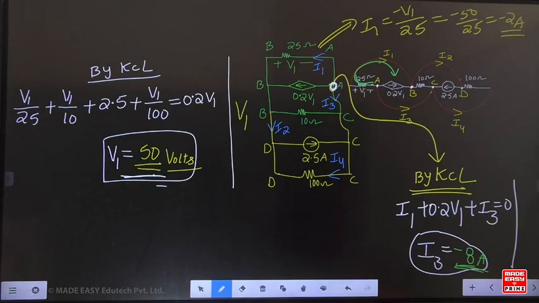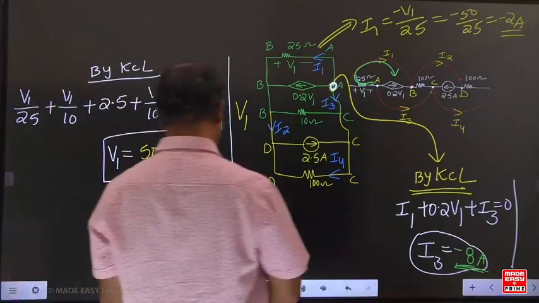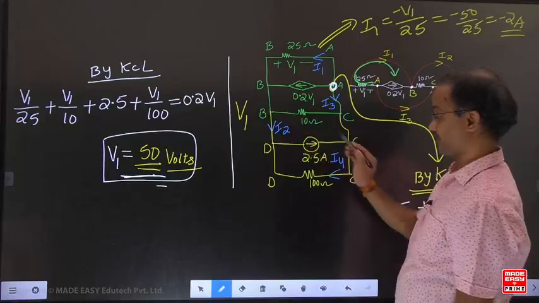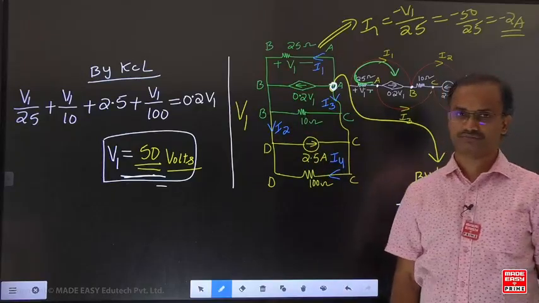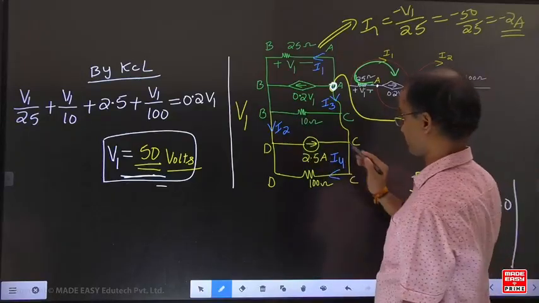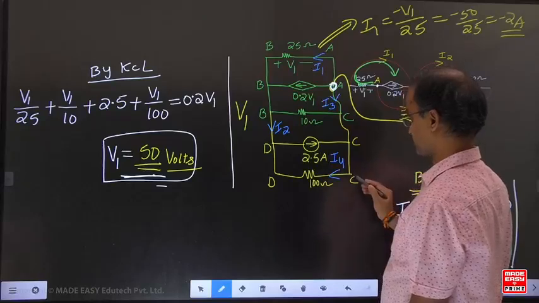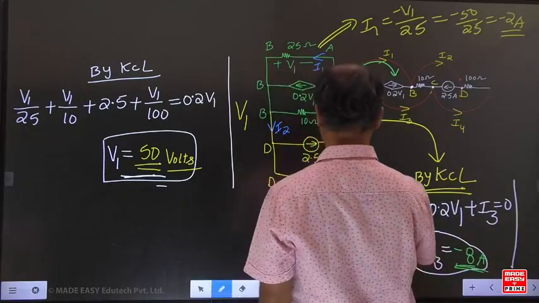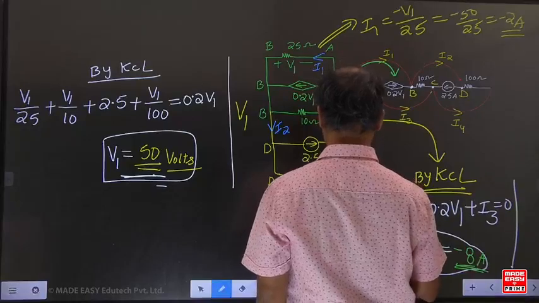ओके ओके. नाउ नेक्स्ट लेट अस फाइंड आउट द I4. देखिए इधर फॉर I4 आल्सो करंट हैज टू गो फ्रॉम हायर पोटेंशियल टू लोअर पोटेंशियल. बट हाउ इट इज गोइंग फ्रॉम लोअर पोटेंशियल टू हायर पोटेंशियल.